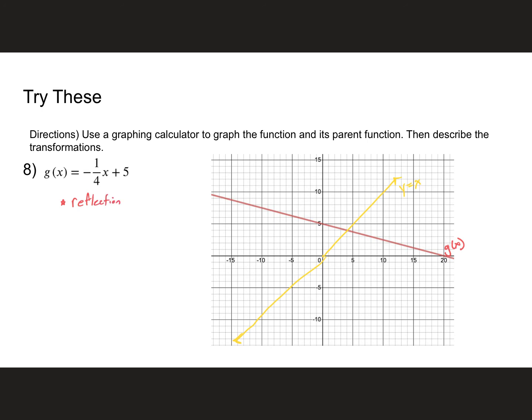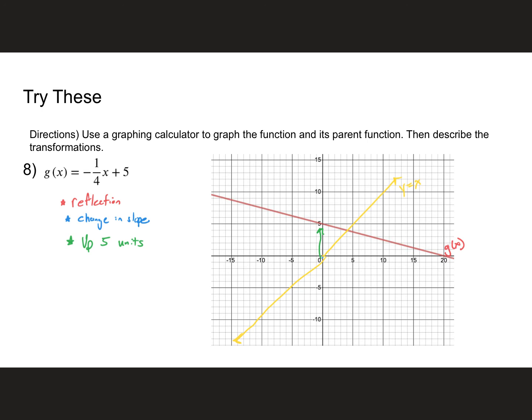What else happened? Well, let me look here. Definitely there's been a change in slope, right? It's definitely not up 1 over 1. I don't know what it is. It looks like, oh, it's negative 1/4, right? So we had a change in slope. And what else happened? Well, I was here, and it looks like I went up 5 units. So up 5 units. A reflection, a change in slope, and we moved up 5 units.